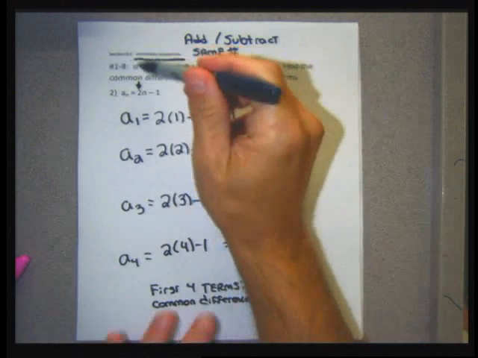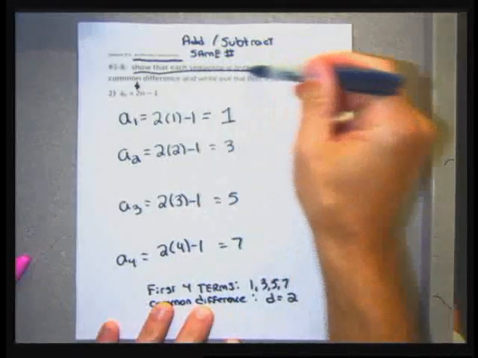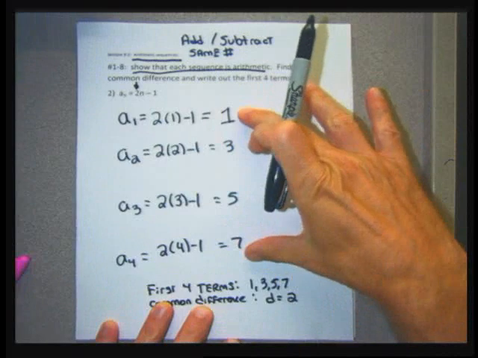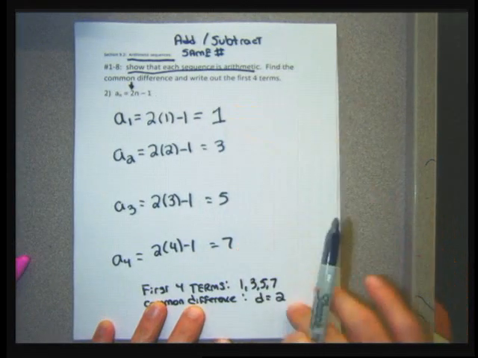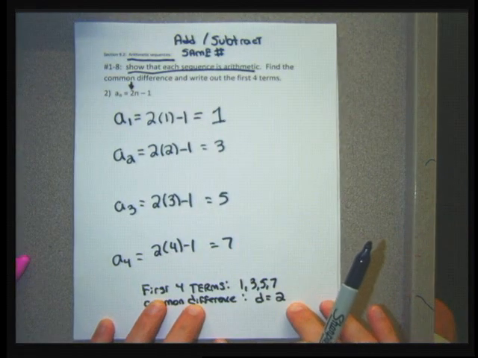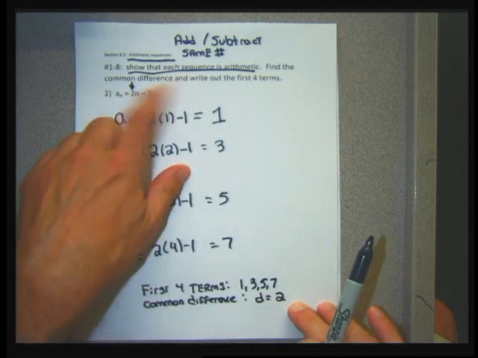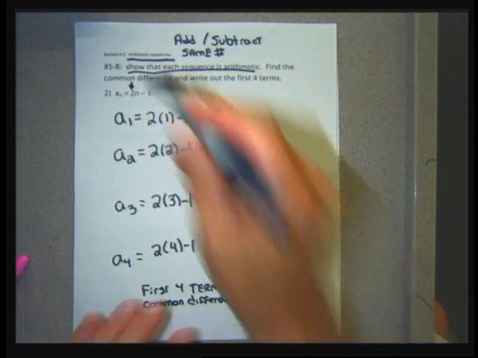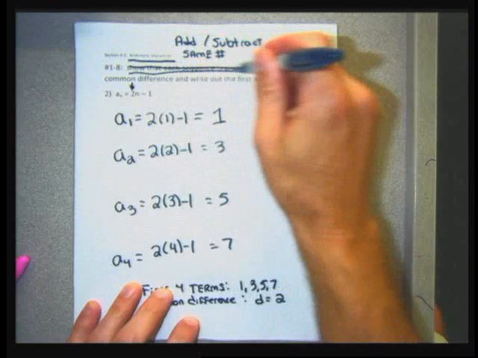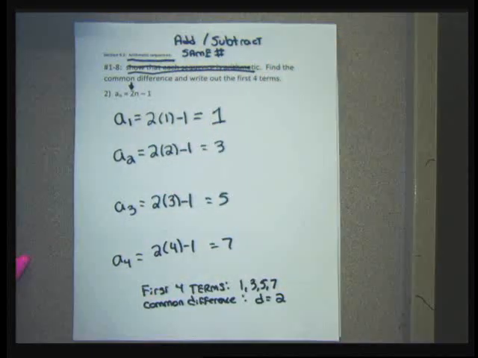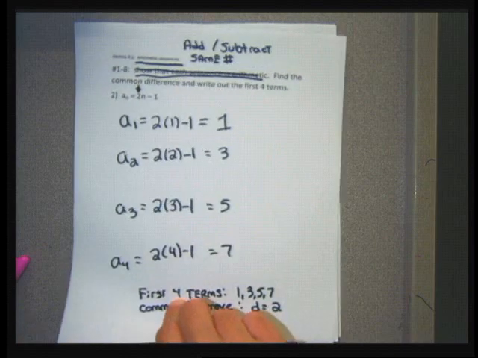I didn't really show that it was an arithmetic sequence, other than listing the terms, which were all 2 apart, and telling you the common difference is 2. So I'm not really showing it, but I'm finding the common difference and writing out the first four terms. It'd probably be better if my instructions just said, find the common difference and write out the first four terms. I didn't write that, but that's what I intend for you to do.